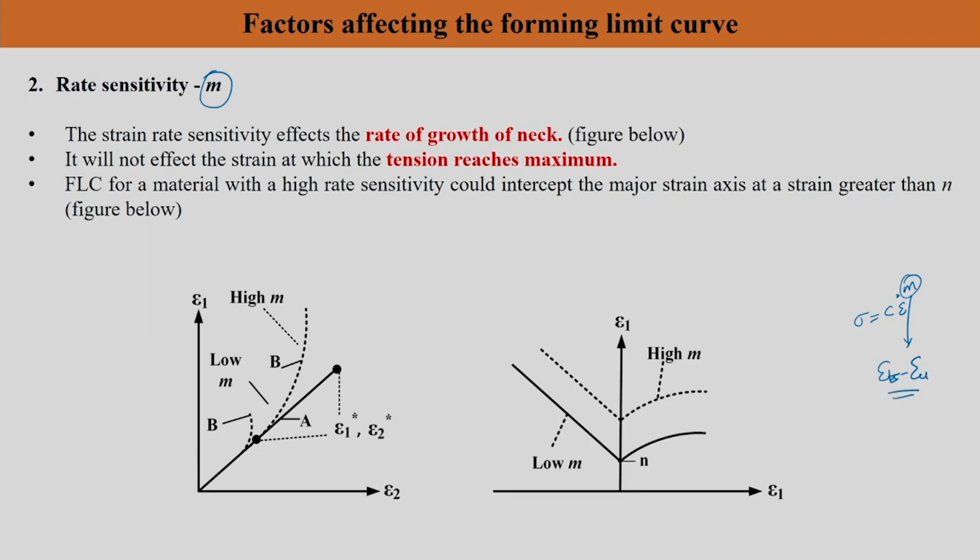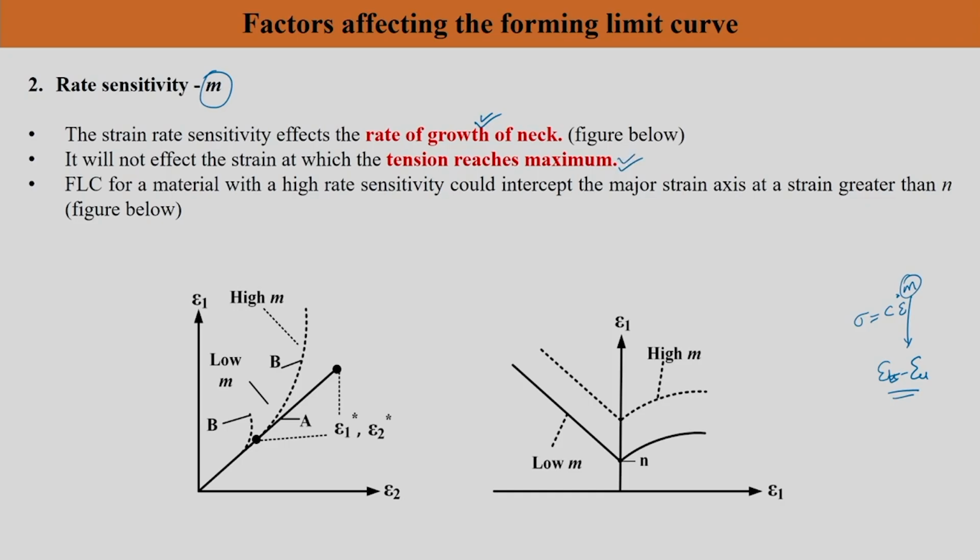So which means that this m is going to control the growth of neck. Once instability is started, how quickly it can grow or how slowly it can grow will be controlled by this m value. So the rate sensitivity effect affects the rate of growth of neck. But generally you will see that this m value will not have much effect on the tension at which its maximum value is reached. So it is going to have effect after that.